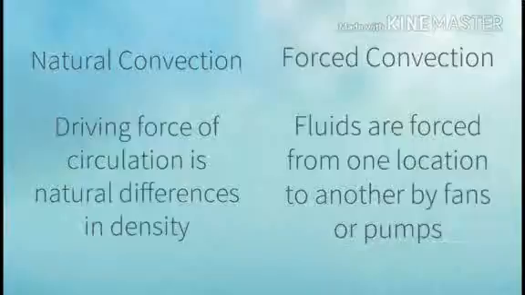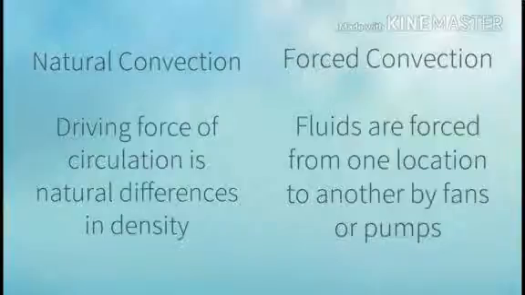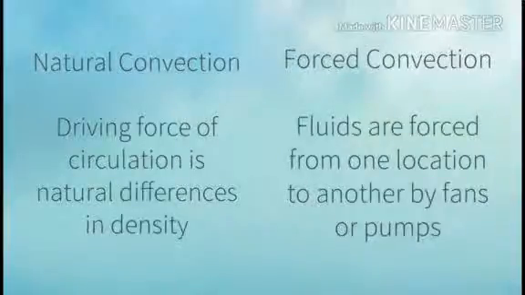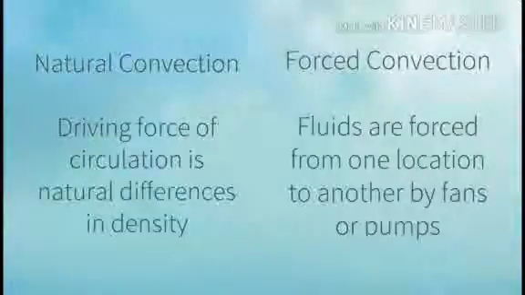Now that we have a basic idea of what convection is and where we see it, we can now learn that there are two types of convection: natural convection and forced convection. Both of these forms rely on the movement of fluids that carry energy to produce heat. However, as their names imply, one is natural and one is forced. Natural convection has a driving force that occurs due to natural differences in density. Forced convection moves fluids by using fans, pumps, and other devices.